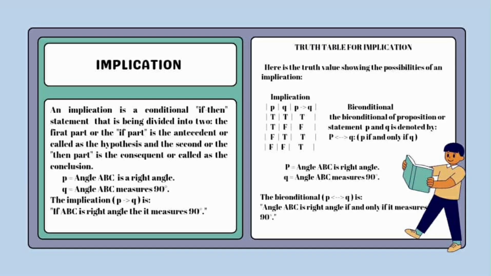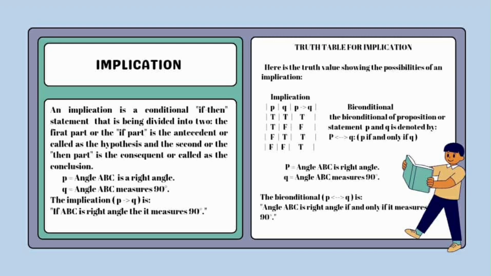Next is implication. An implication is a conditional if-then statement that is divided into two parts. The first part, the "if" part, is the antecedent, or called the hypothesis, and the second, the "then" part, is the consequent, or called the conclusion. P, angle ABC is a right angle, 90 degrees. Q, angle ABC measures 90 degrees. The implication P then Q is, if ABC is a right angle, it measures 90.